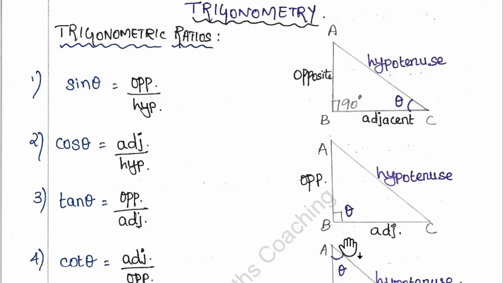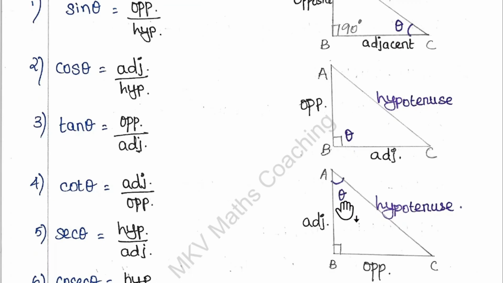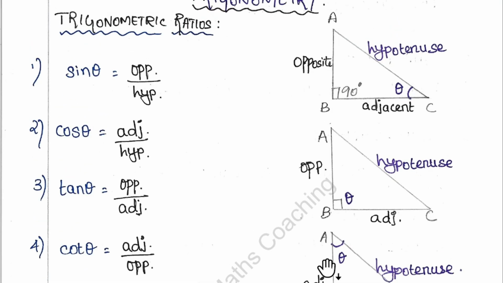If I place the theta in the place of B, the hypotenuse never changes, it is always the slanting side. Nearer to theta is adjacent, so BC is adjacent and AB is the opposite side. If you take theta in the place of A, the hypotenuse is still the slanting side. Opposite to theta is BC, and adjacent, nearer to theta, is AB. So wherever theta is placed, you need to know which is opposite, which is adjacent and which is hypotenuse. This is very important for finding these trigonometric ratios.